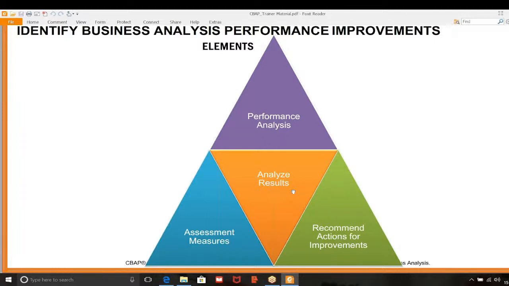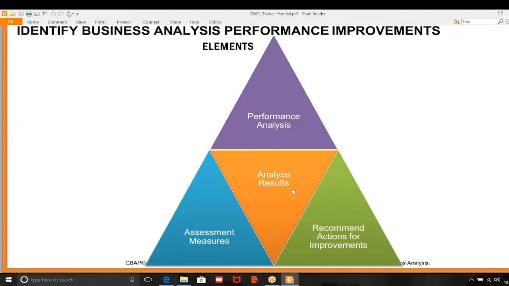Assessment measures and recommend actions for improvements. So how would you assess? What are those measures? Are your requirements clear, concise, and complete? Are your soft skills up to the mark when you're communicating with the stakeholders? Is your documentation complete? So these are assessment measures. You need to know all of them. Otherwise, you won't get to know where to improve.